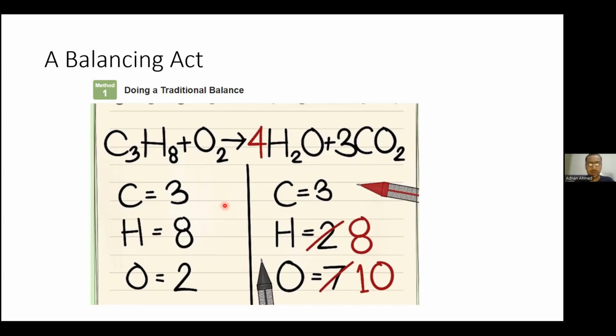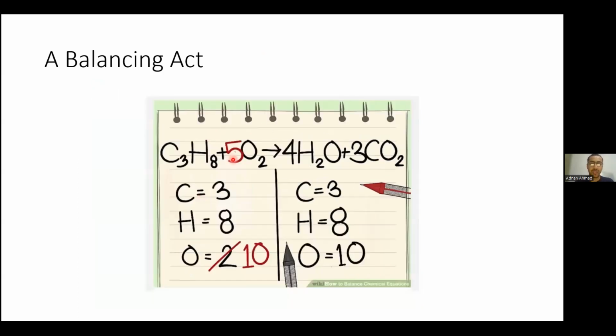Okay, sorry for the interruption. Okay, so now we have oxygens. We have 10 oxygens here. And if we move further, by adding 5 with oxygen, the total number of oxygens has been balanced. We have 10 oxygens on the left-hand side, and 10 oxygens on the right-hand side. So the number of oxygens are balanced, and the number of carbon atoms are also balanced.